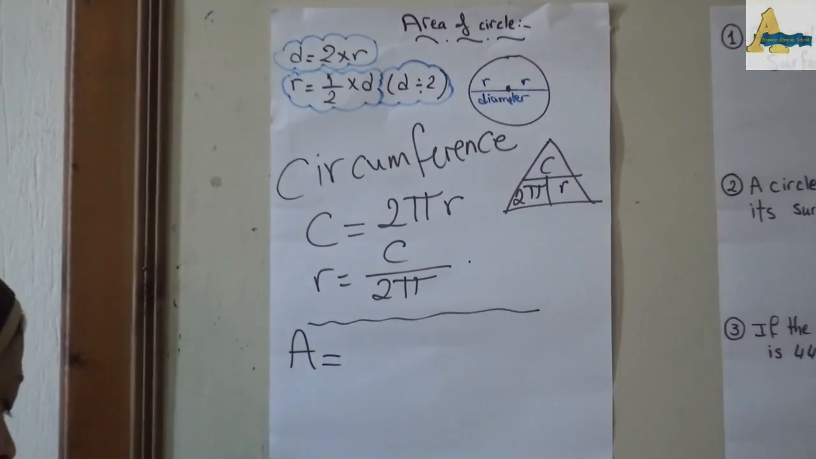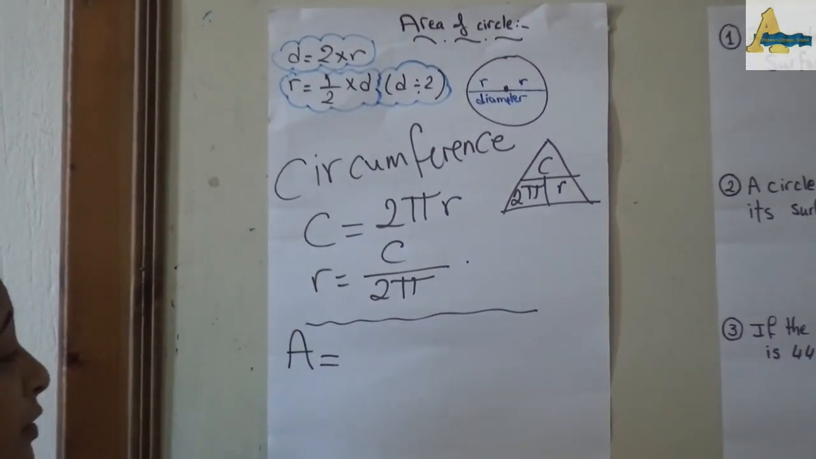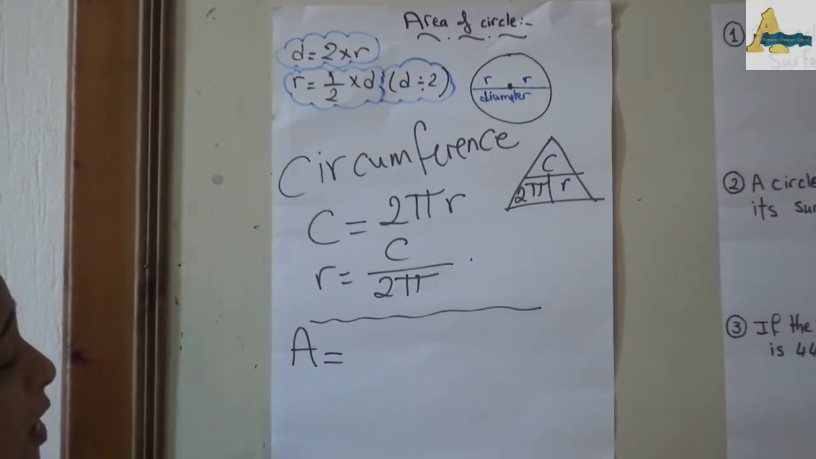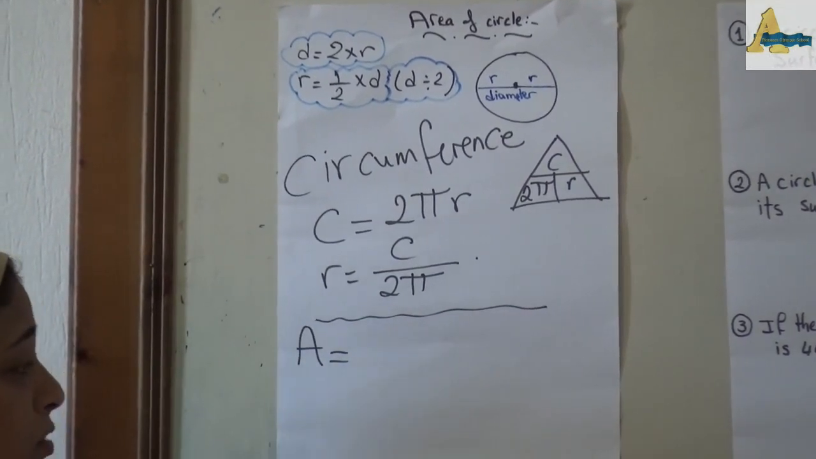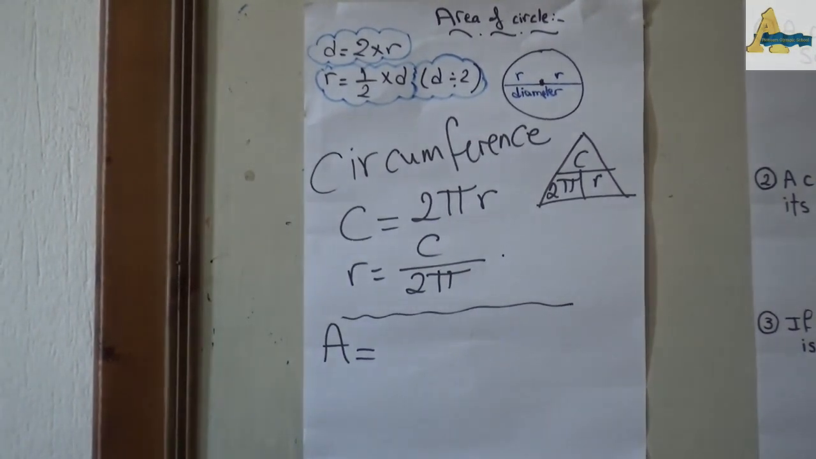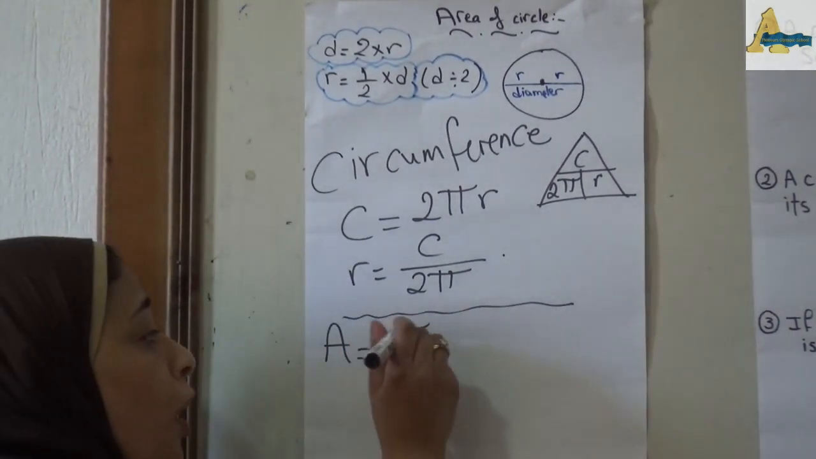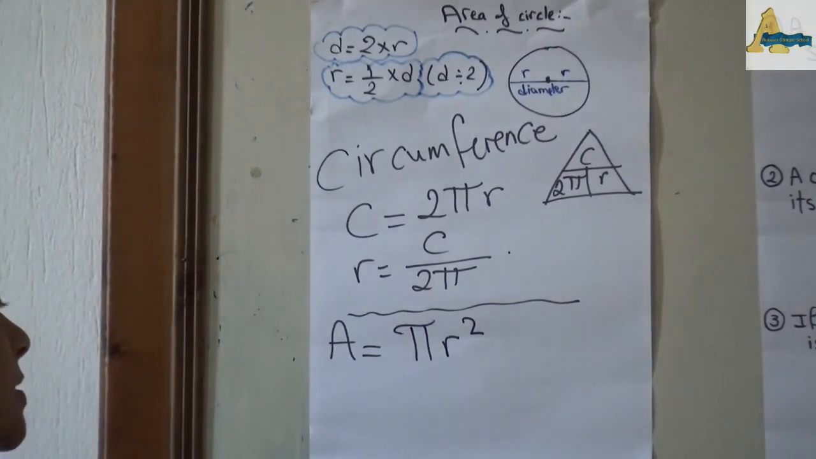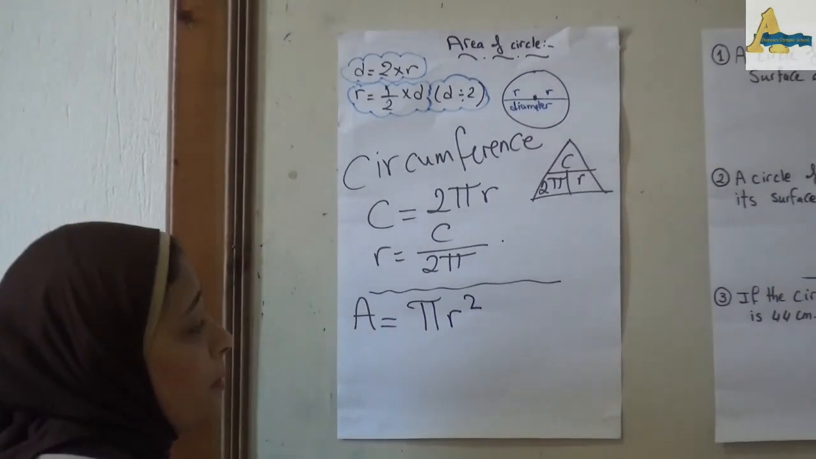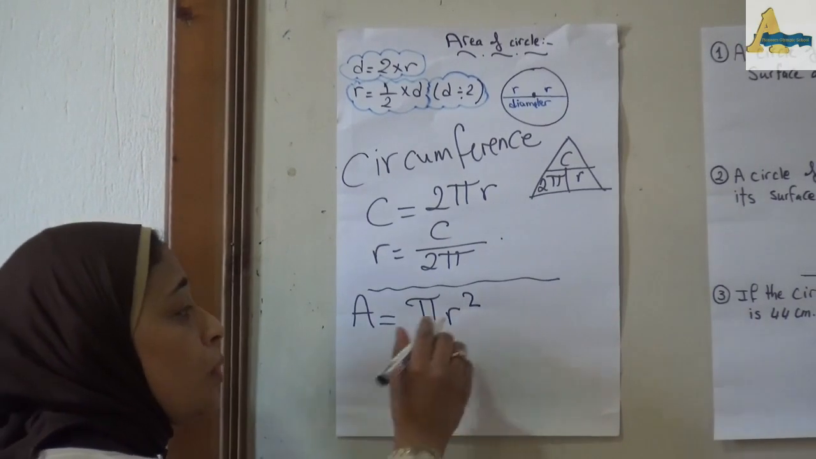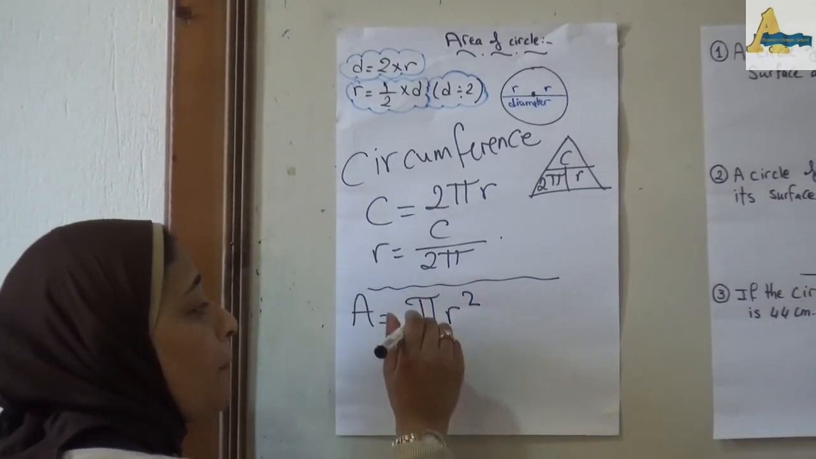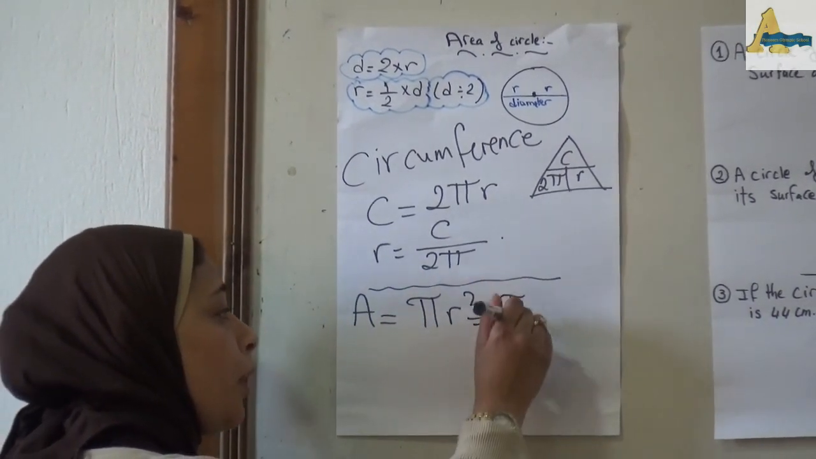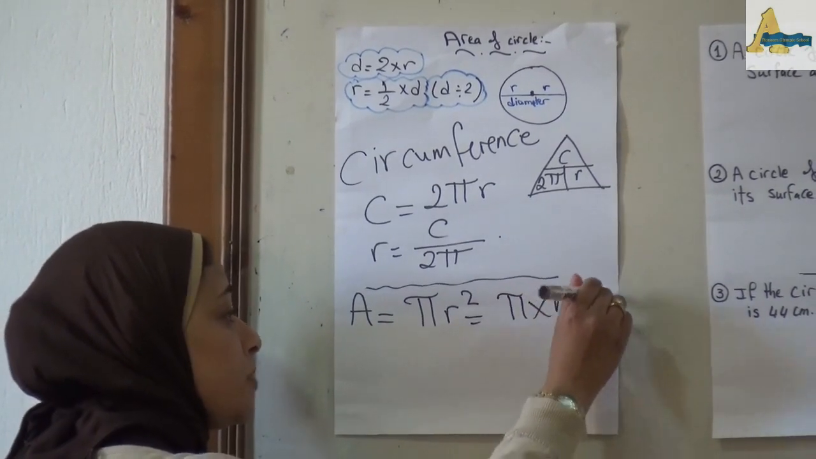Area means if I have a circular table and I want to cover its surface with a sheet of glass, so I have to calculate its surface area. So the rule will be pi r square. Pi, we said before, is a constant mathematical variable. So here will be pi r square, or pi times radius times radius.